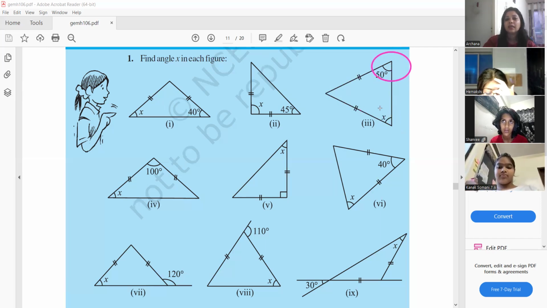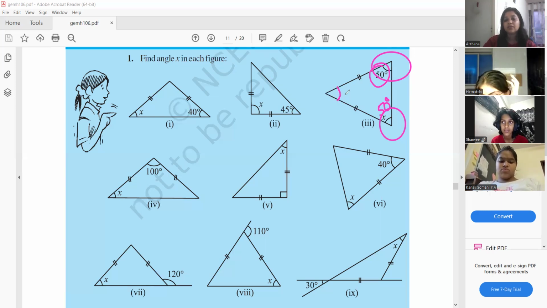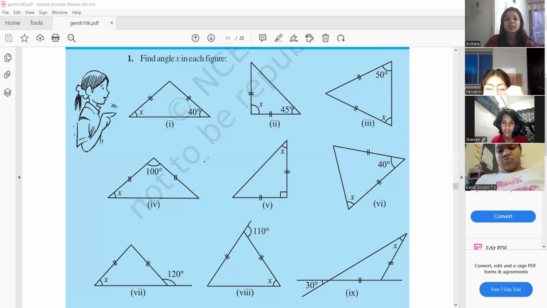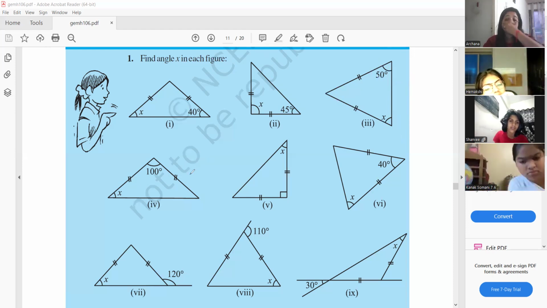Yes or no? This one and this one. Right or wrong? Yes, ma'am, right. So according to this property, if this is 50, this will also be 50. And this one will be 80. So Himakshi, your answer is correct. Well done. Am I clear with this? Yes, ma'am. Let us try the last sum and then we'll stop the meeting.